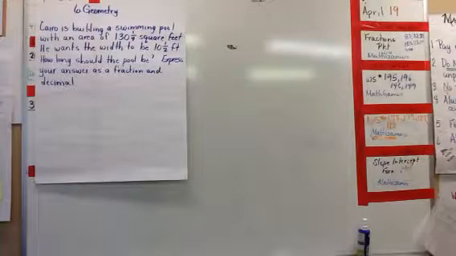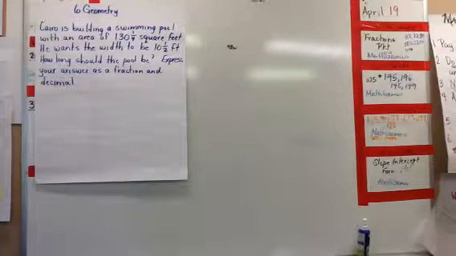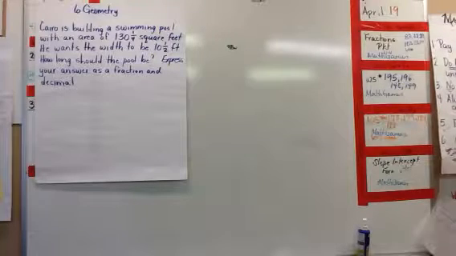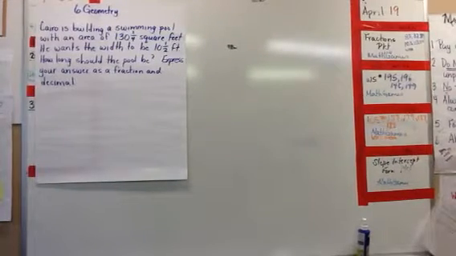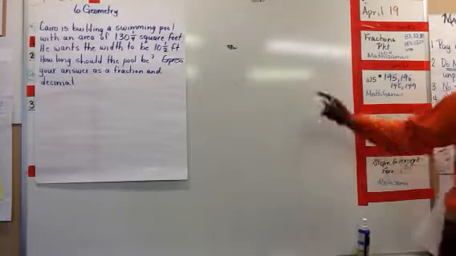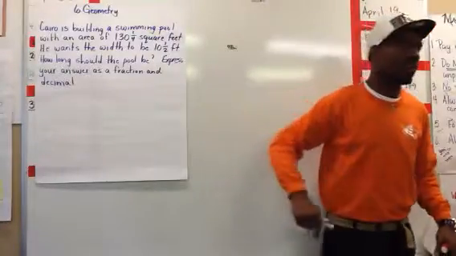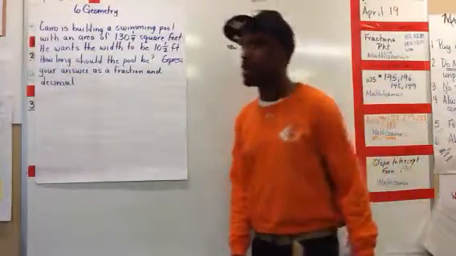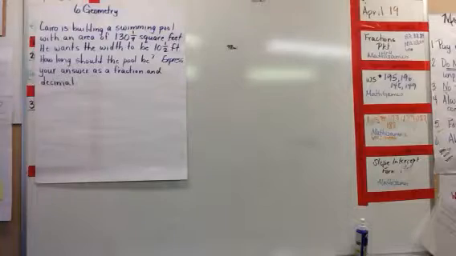Cairo is building a swimming pool with an area of 130 1/4 square feet. And I know anytime something is measured in square feet, even if they leave out the word area, the presence of square anything means area. Okay? If it's cubic, it means volume.